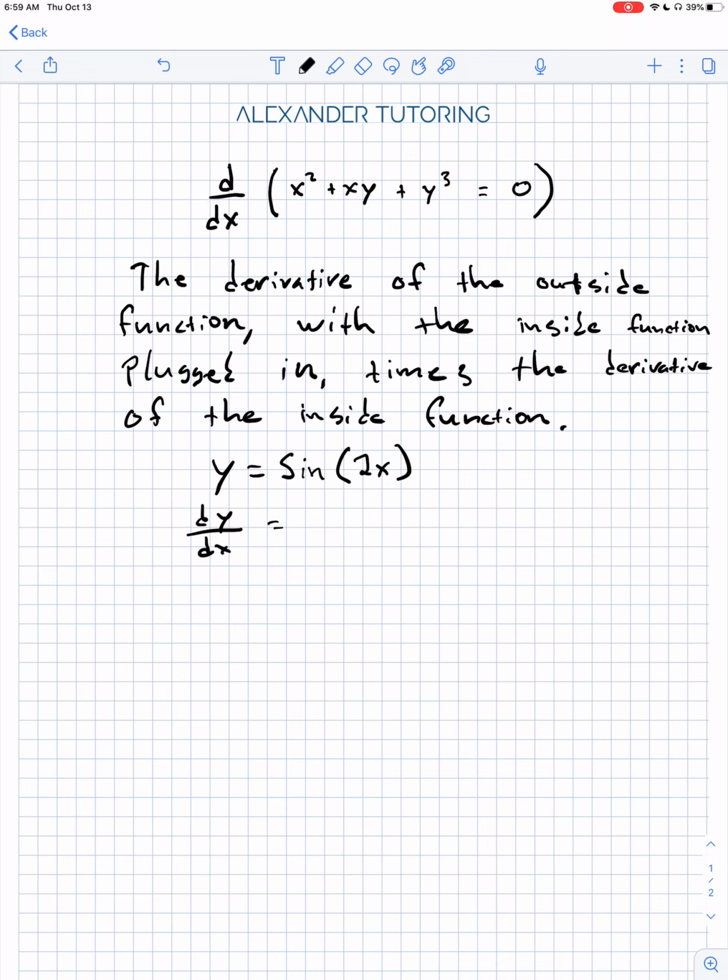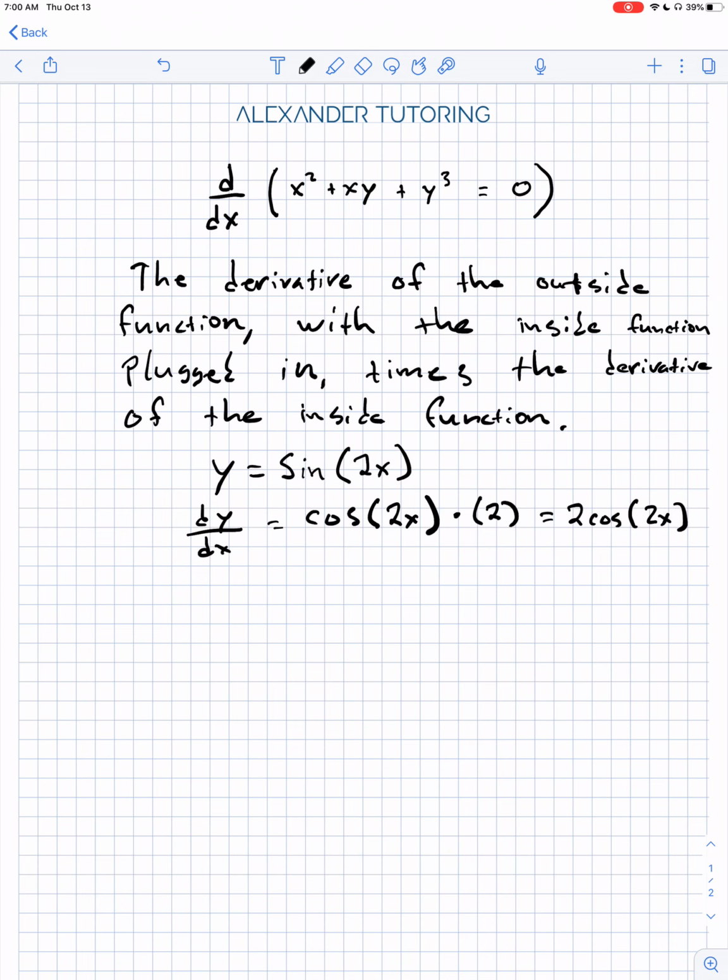So let's read through these words. To take the derivative of this, we take the derivative of the outside function. The outside function is sine, so the derivative of sine is cosine. Good job. The next phrase, with the inside function plugged in, means we leave the inside function plugged in to whatever we just took the derivative of, times the derivative of the inside function. The derivative of 2x is 2, so we go times 2. So there's a little chain rule recap.